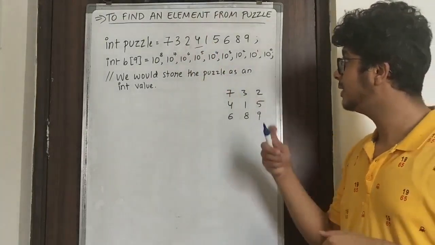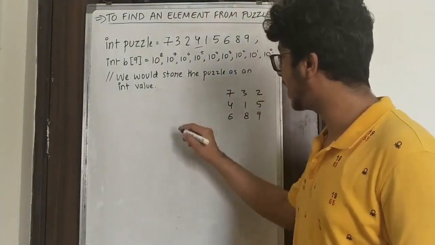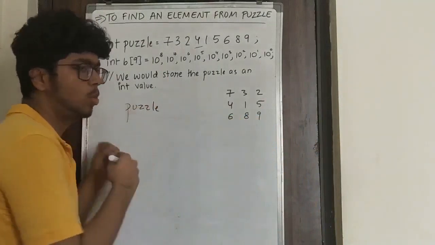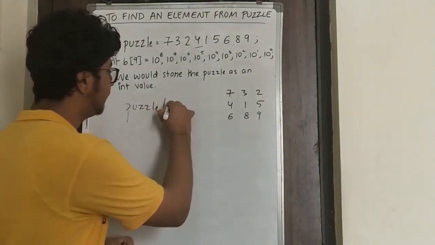Okay, so now let's look at it practically. I have this puzzle, right? For this puzzle, we can just divide it with b of x.